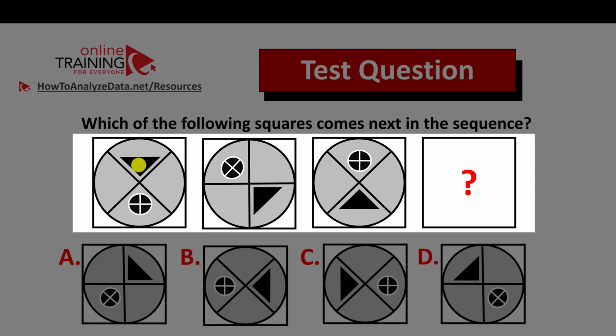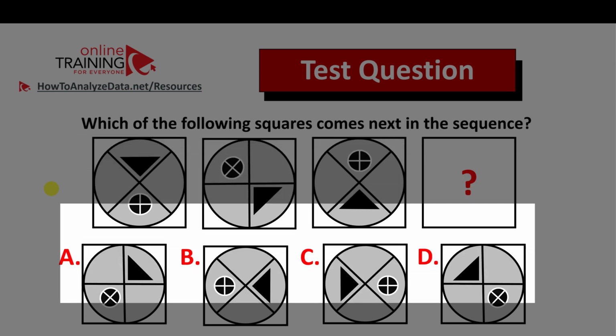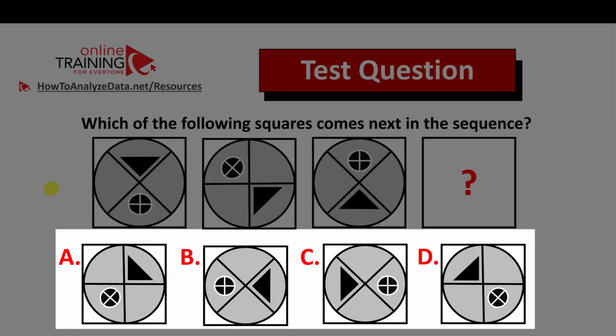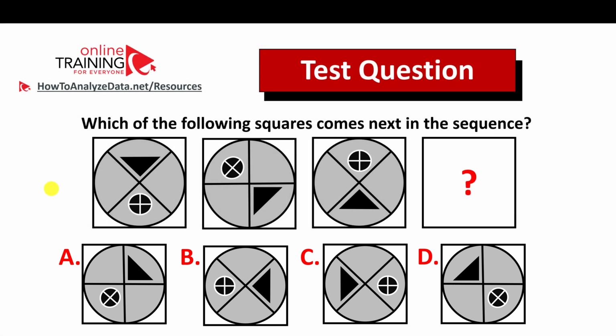You have triangles and circles as well as quarter sections located in the different positions, and you need to determine which object comes next in the sequence. You're presented with 4 different choices, A, B, C, and D. But first, you need to understand the pattern. Do you see the pattern?